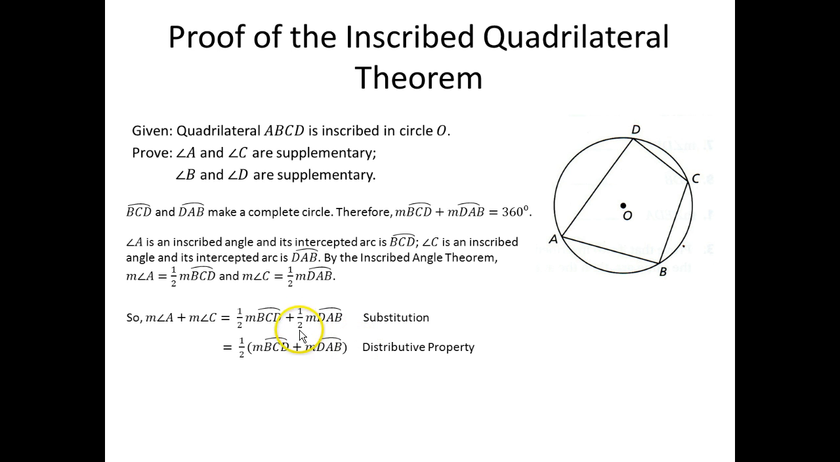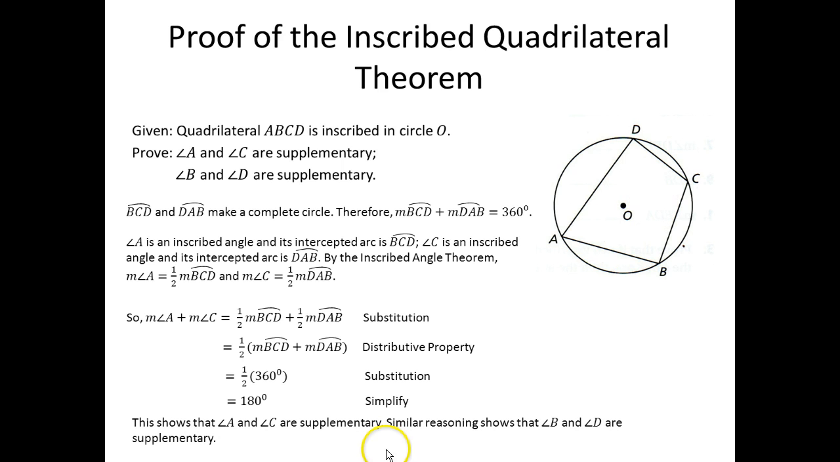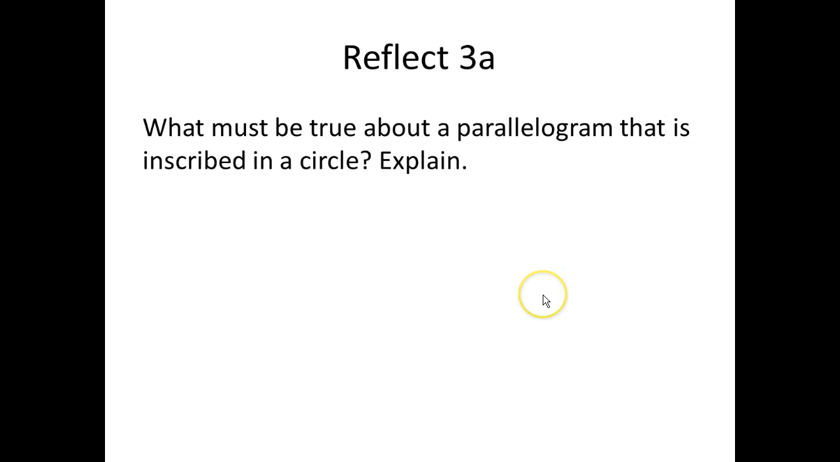Now, using the distributive property, I can factor out this 1/2. And also, knowing that the measures of arc BCD and DAB, when added together, form a complete circle, the sum of these two arcs has to be 360 degrees. But half of 360 degrees is 180 degrees. So we've just shown that the sum of the measure of angle A and the measure of angle C is 180 degrees, or in other words, those angles are supplementary. Similar reasoning shows that angles B and D are supplementary.